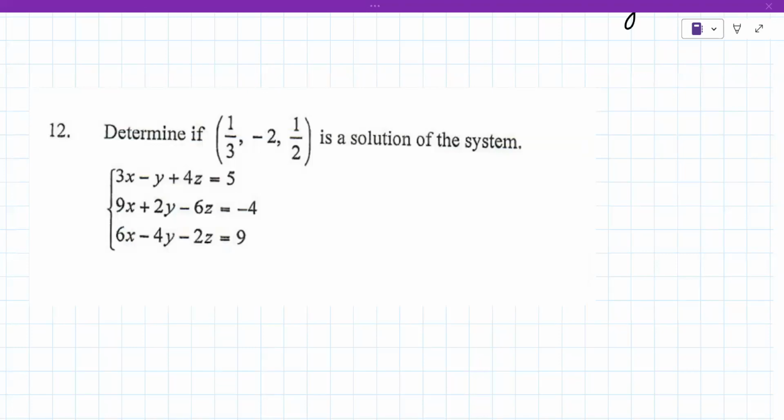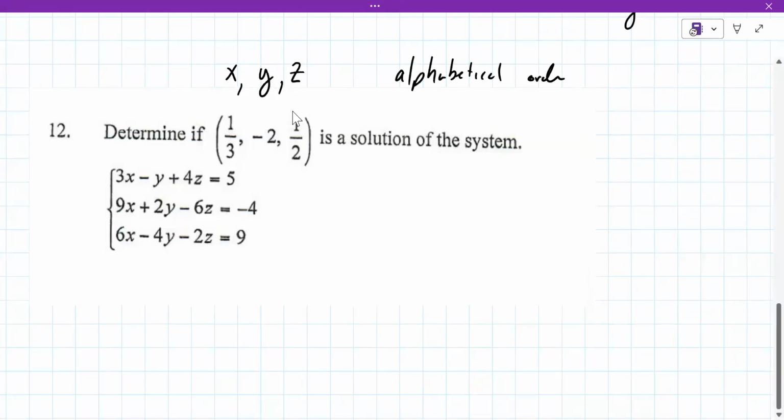So, okay, well, let's just talk about how to check something like this. So this first variable is X, the second one is Y, and the third one is Z. They're in alphabetical order. Does that make sense? Yeah. X comes before Y, comes before Z. Okay, so let's just check it in the first equation.